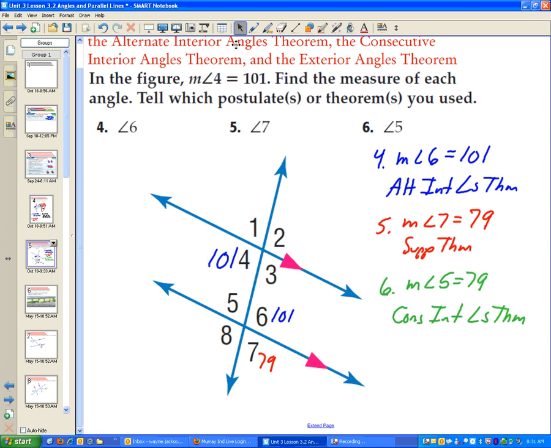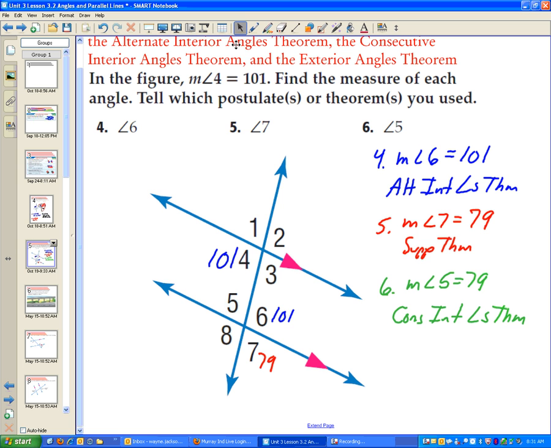Everybody get 101 for the measure of angle 6? Yeah, I just did the alternate interior angles theorem since I already knew the measure of angle 4. For number 5, everybody get 79 for the measure of angle 7? Yeah, and I did the supplement theorem. Is that the only way I could have done it? I didn't have to. I could have figured out the measure of angle 5 using the consecutive interior angles theorem and then the vertical angles theorem.